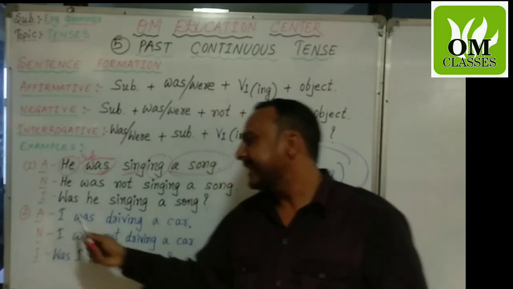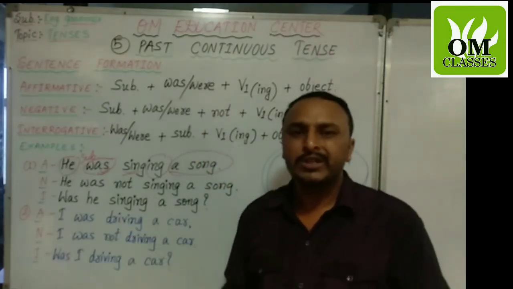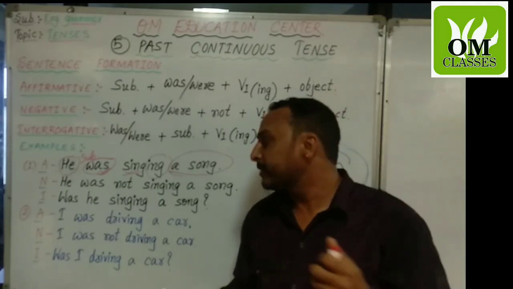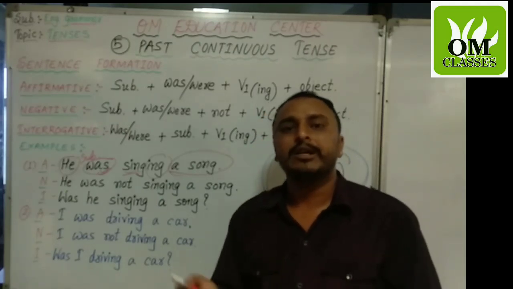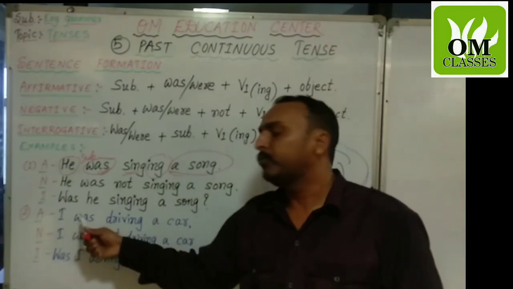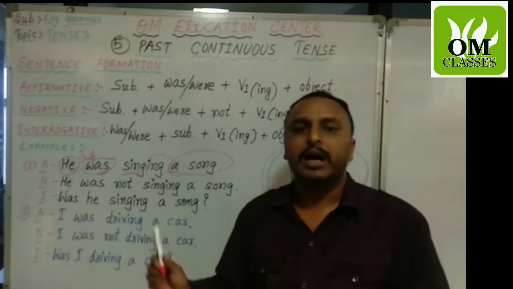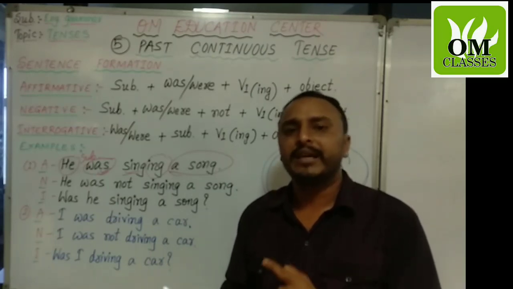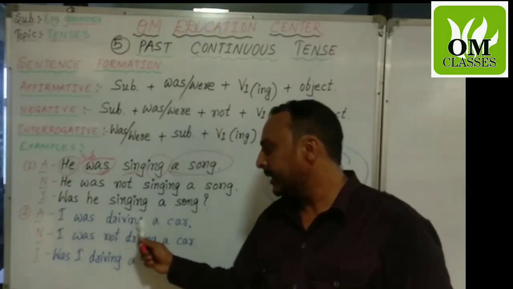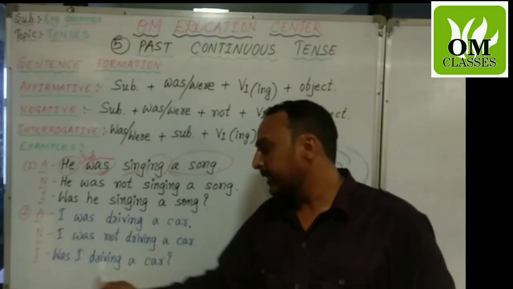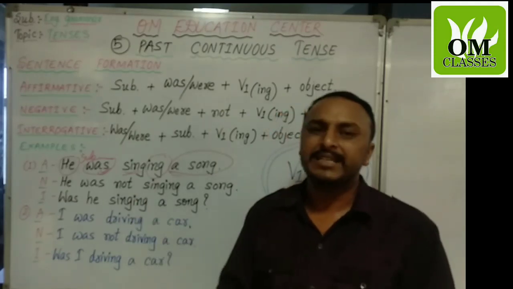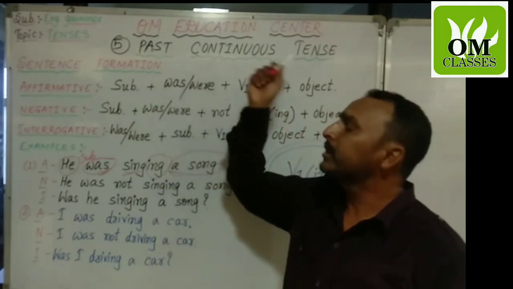Now let's see the second example. I was driving a car yesterday while you called me. When you called me, I was driving a car. At that time my action was ongoing. So, I was driving a car. I was not driving a car. And was I driving a car? means was I driving a car? So this way we write the sentences for the past continuous tense.